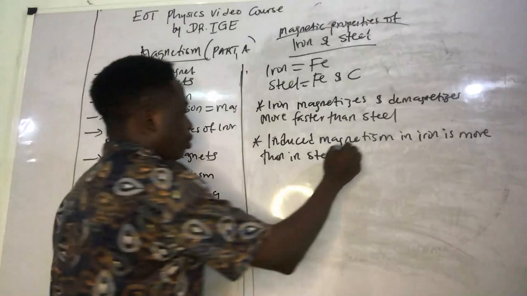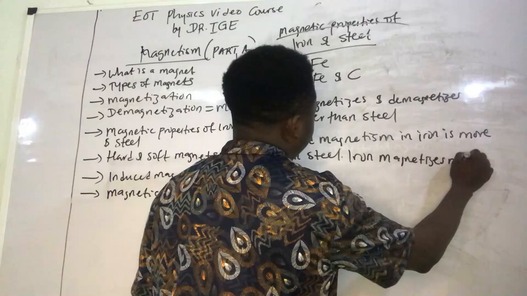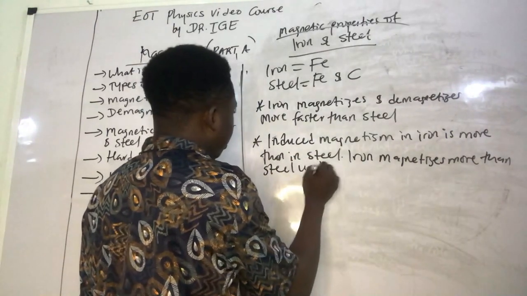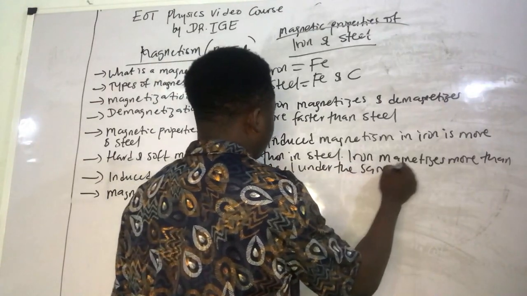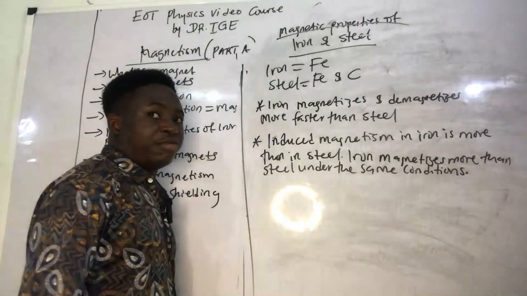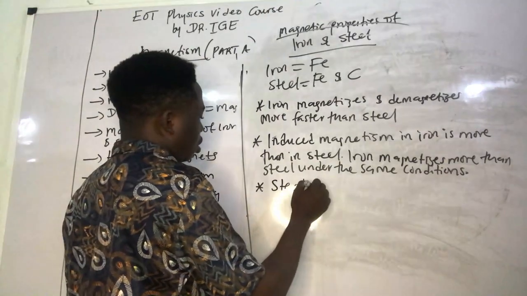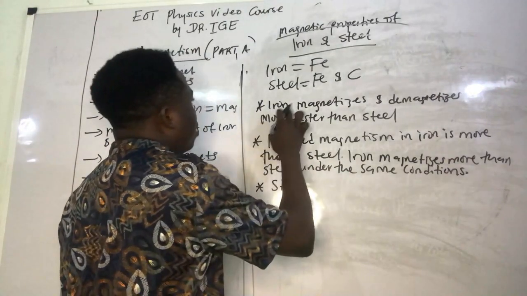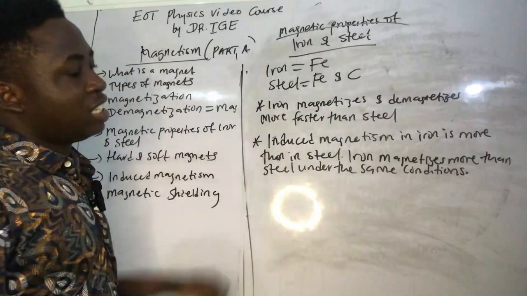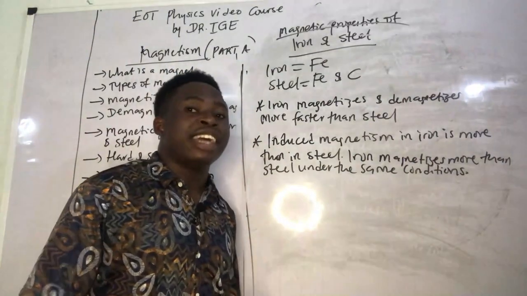It means iron magnetizes more than steel under the same conditions. Do you understand? So iron magnetizes more than steel under the same conditions. But please take note that steel, remember, iron magnetizes and demagnetizes faster than steel. So it means steel does not magnetize quickly, but it retains magnetism more than iron.